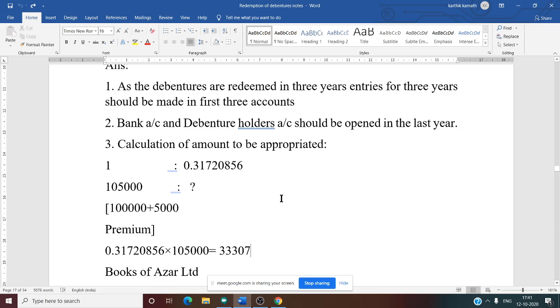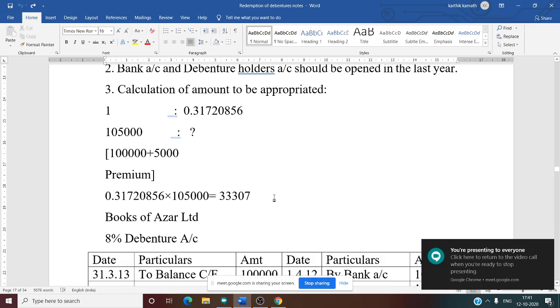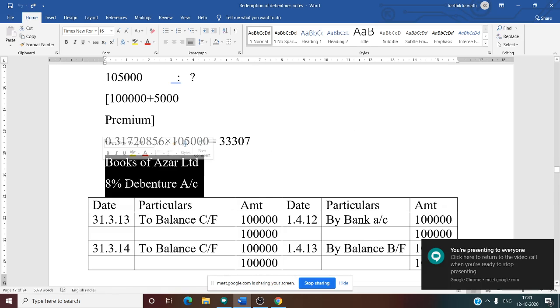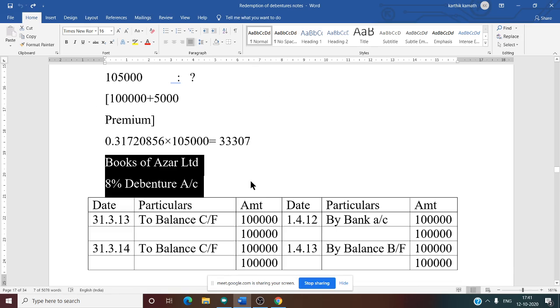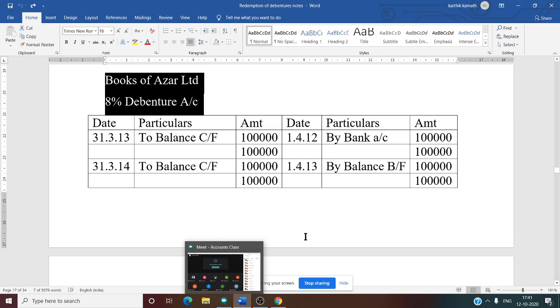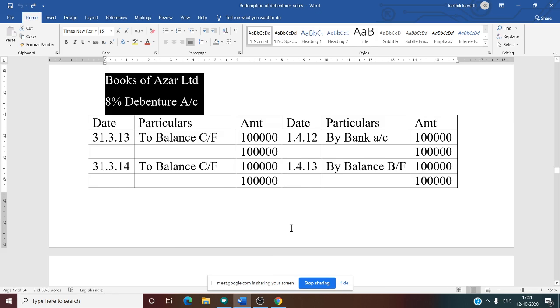Very simple one. See, after doing the working note, first thing we need to prepare is the 8% debenture account. First ledger account is 8% debenture account. How to prepare it? Here the term is 3 years. Issue date we know, 1/4/2012. Payment date we know, 31/3/2015. So for that 3 years you need to prepare the account.